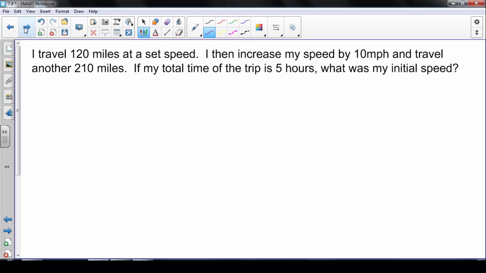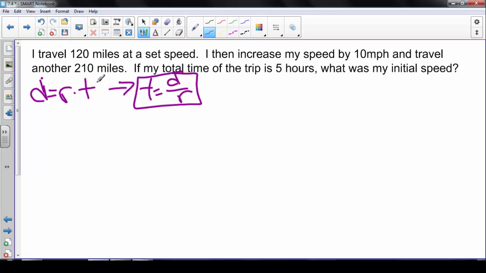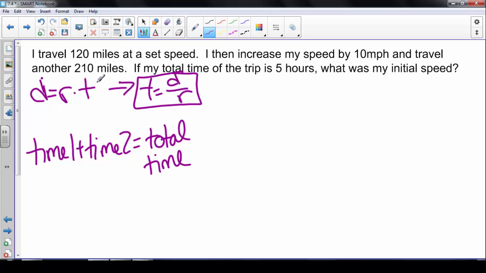Alright, so for this one, we're going to start with the general equation of distance equals rate times time. Getting time by itself is distance divided by rate, because notice over here we could divide both sides by the rate. This is going to be important for what we use. The other important thing that we're going to need is time 1 plus time 2 equals our total time, which should make sense. Whatever you do at one speed plus whatever you do at the other speed is going to be what you did total. So how long you were driving for the first chunk plus how long you were driving for the second chunk is how long you were driving altogether.